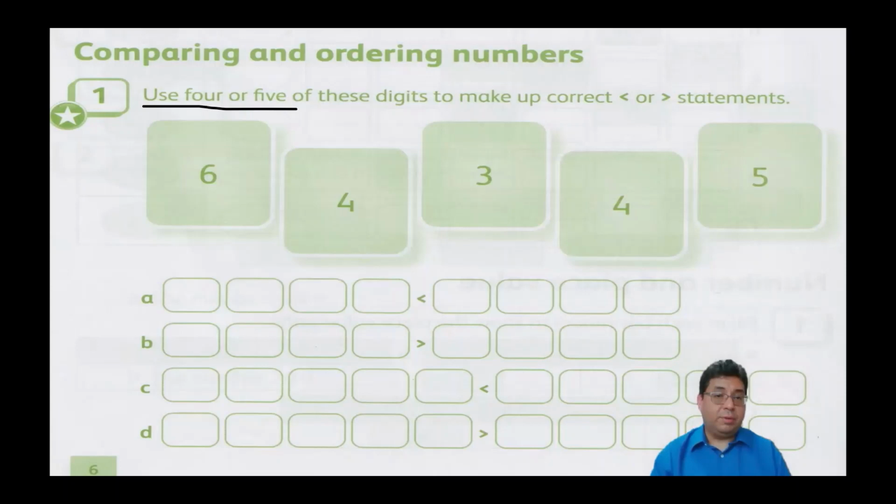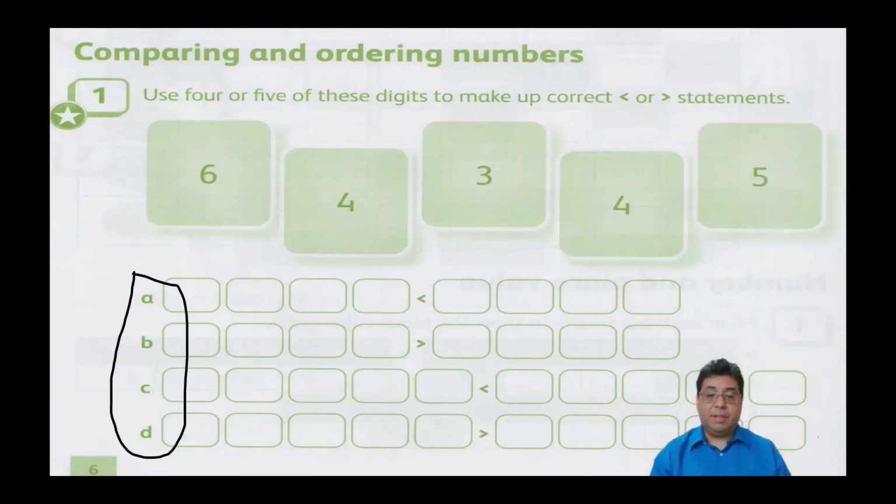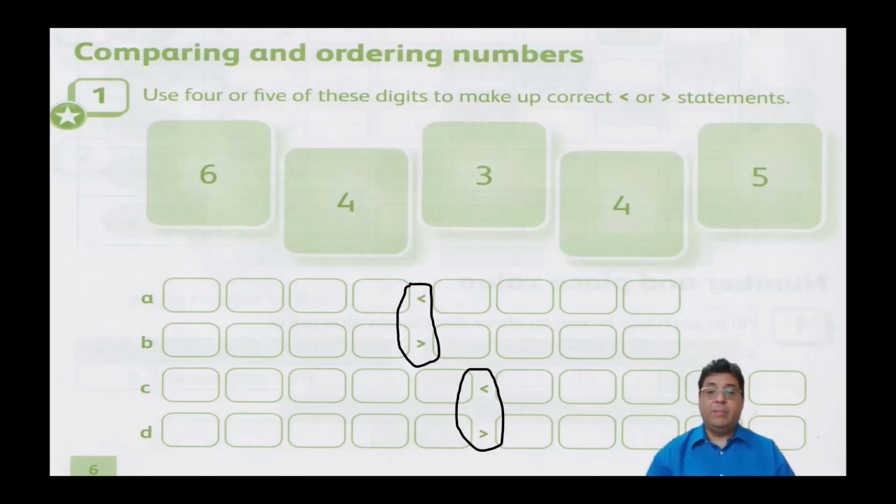You're just going to use 4 or 5 of these digits here to make up the correct less than or greater than statement. So you see these numbers here, these are the ones you're going to use for A, B, C, and D and make the statement true, whether it's less than or greater than, as shown in the symbols in the middle. Just put the numbers in the correct order to make that statement true.